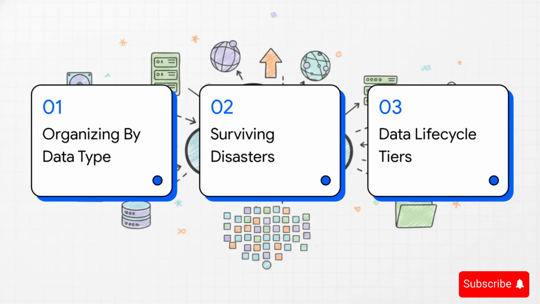All right, let's just jump right in. Here's our roadmap for today. First, organizing by data type. Second, surviving disasters with redundancy. And third, the data lifecycle tiers.